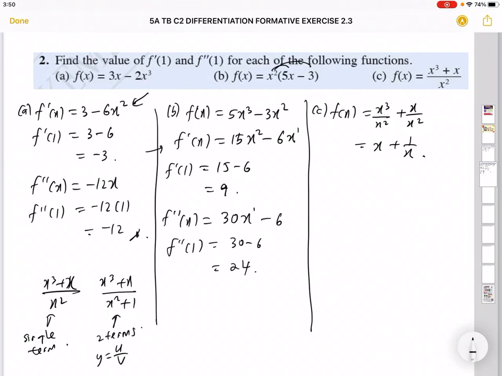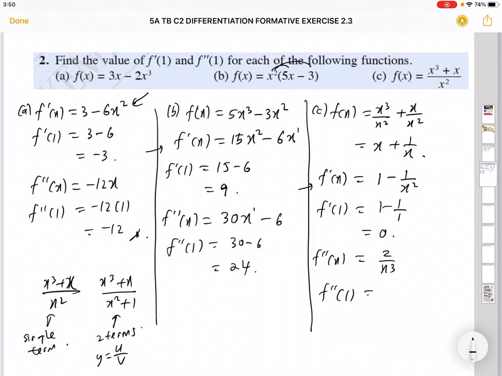y equals u v, u prime minus uv prime over v squared. I hope you remember that, right? So here, when I differentiate the first time, I get 1 minus 1 over x squared, and as I put 1 inside, I will get 0. Okay, the second time you differentiate, if I differentiate 1, I get 0. I'm differentiating this. Differentiate this, you get 2 over x power 3. Then when I put 1 inside, I will get 2.